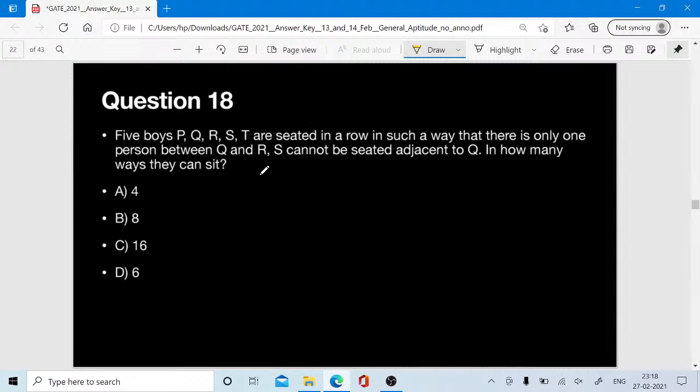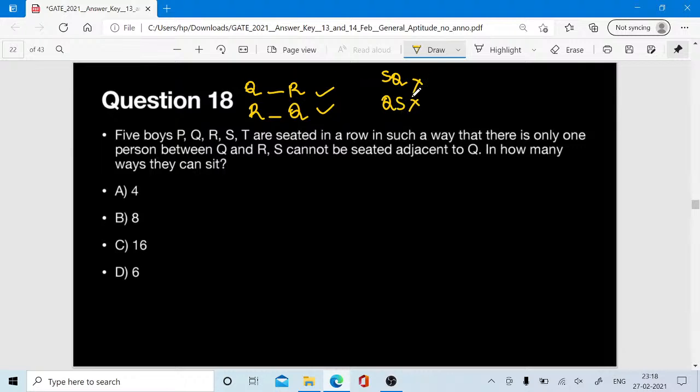5 people are there. So there is only one person between Q and R, so one of the combinations will be Q dash R or R dash Q. These are the two combinations. S cannot be seated adjacent to Q, so I can never get a combination of QS or SQ. In how many ways can they sit? So first thing is Q dash R, so I'll be getting dash dash.